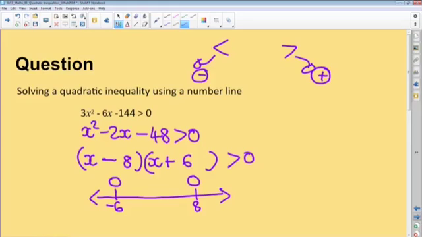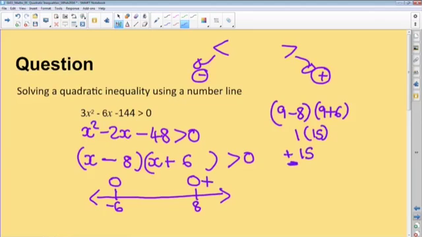And then we're taking numbers greater than 8, substitute, let's check, all right? If I take 9, I'll have 9 minus 8, bracket 9 plus 6, which is 1 times 15, which gives us 15. What's the sign of this 15? It's a plus, all right? So I'm going to have a plus there, right?